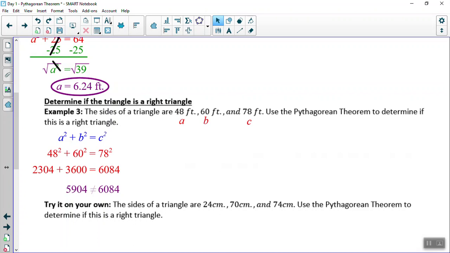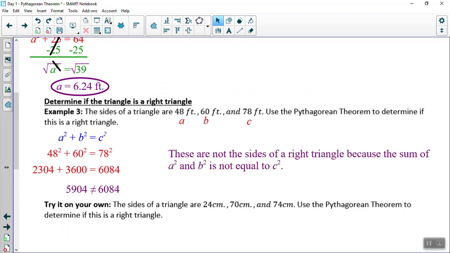These two values are not equal. So I put an equal sign with a slash through it. All right, so because these two values are not equal, then these are not the sides of a right triangle. Okay? So these two values here would have to be equal in order for these to be the sides of a right triangle. All right, so that is the end of our notes.